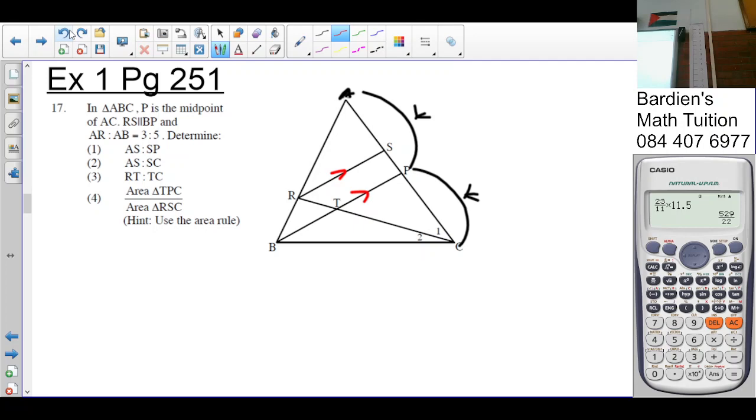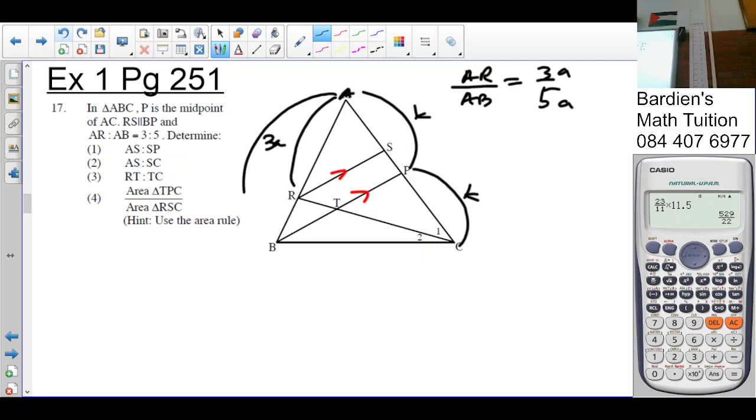Then we are told that AR is to AB as 3:5. So what do we do there? We introduce an A. So AR is 3A. AB, which is its whole length, is going to be 5A. So what is the length of BR? 2A. If needed, no? And just take this off here. Right.